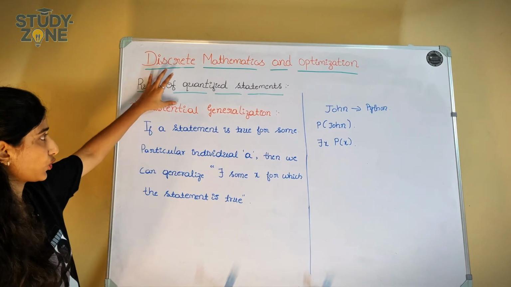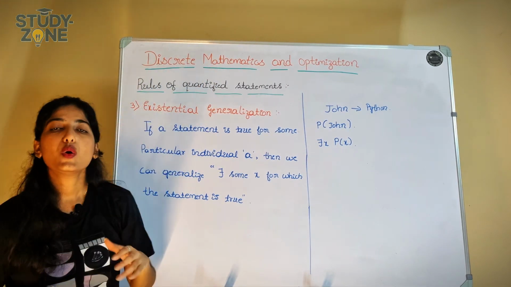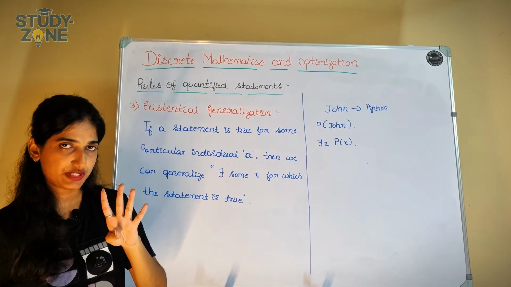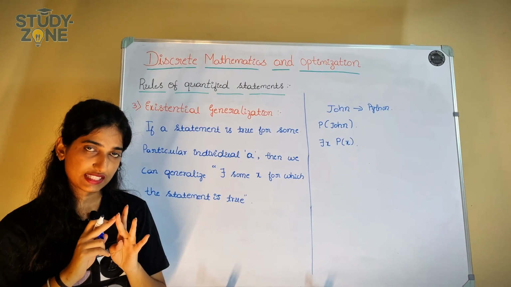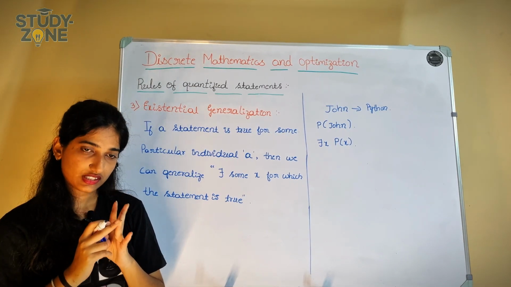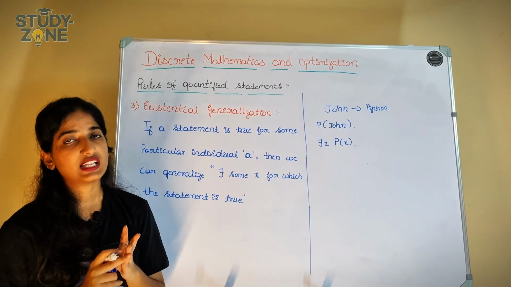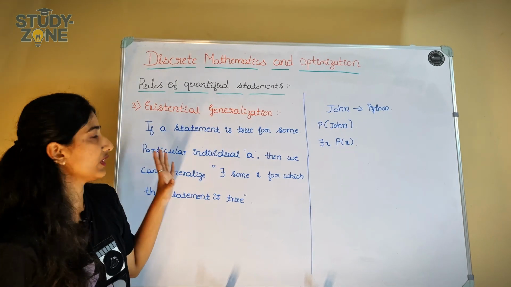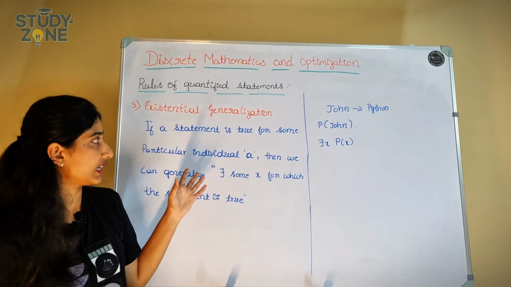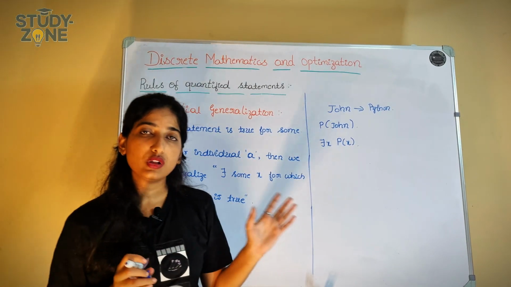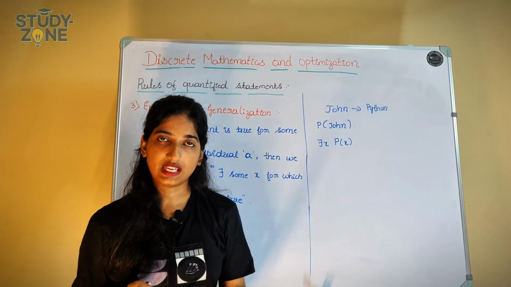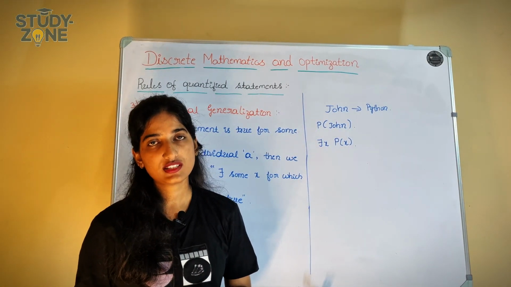So in rules of quantified statements, we have seen four types: universal instantiation, universal generalization, existential instantiation, and existential generalization. So go through the video on quantifiers also, that is there in the previous video, and go through this. After clearing all these concepts, let's go to predicate logic. So for this, thank you.